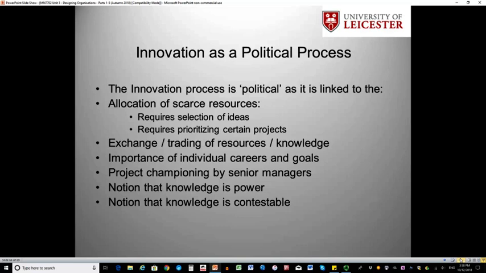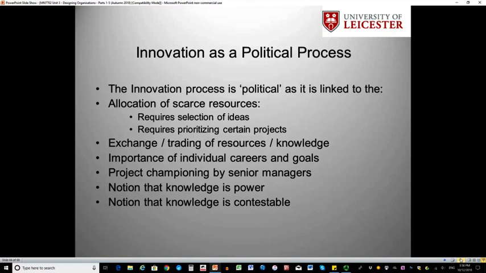When we look at organisations and the innovation process, we can also see that individuals have their own careers, their own goals alongside those of the organisation. And I'm sure Olga and Warren talked about that in the first module. And if people have their own individual careers and goals, they might link themselves to supporting certain ideas or certain projects over others. And again, that might lead to suboptimal selection of ideas and projects. Senior managers in organisations will champion certain projects over others. That's essentially a political process.